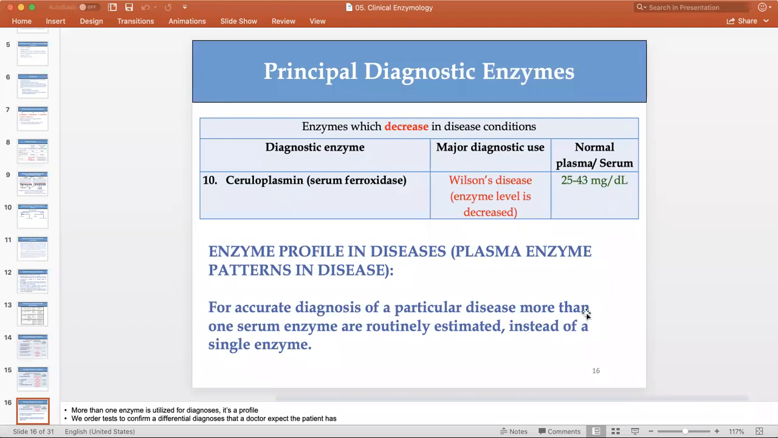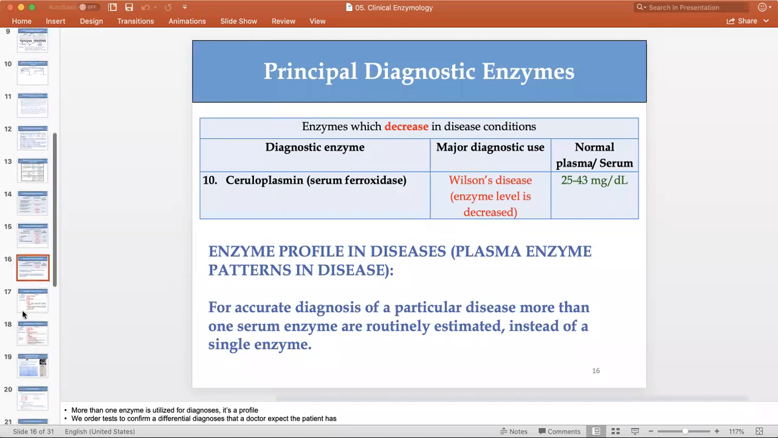So for accurate diagnosis of a particular disease, more than one serum enzyme is routinely estimated instead of a single enzyme. Just to know how the disease is progressing, how it is affecting the person. And it also helps us with forming our differential diagnosis. Like if AST is more than the ALT, then we know that, okay, this person might be alcoholic. If the alkaline phosphatase or the GGT is more than your AST, ALT, then we know that, okay, it's not proper liver disease. It might be something related to your bile system. So that's why a profile is used.